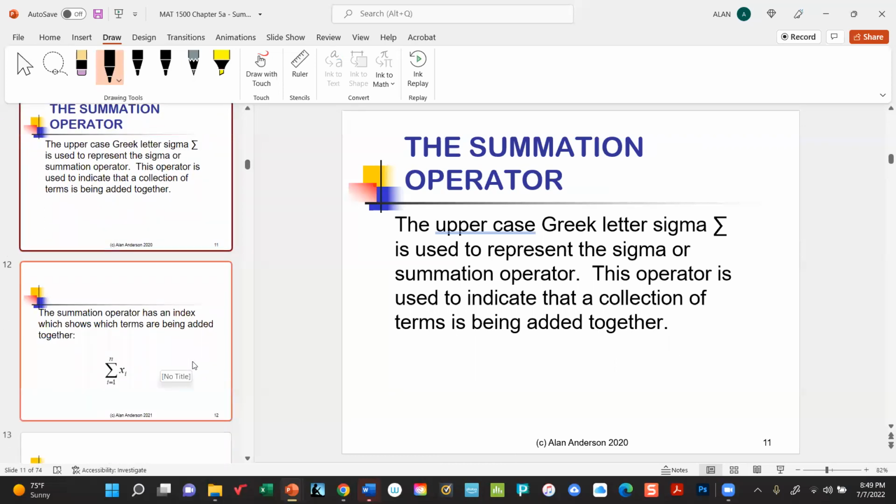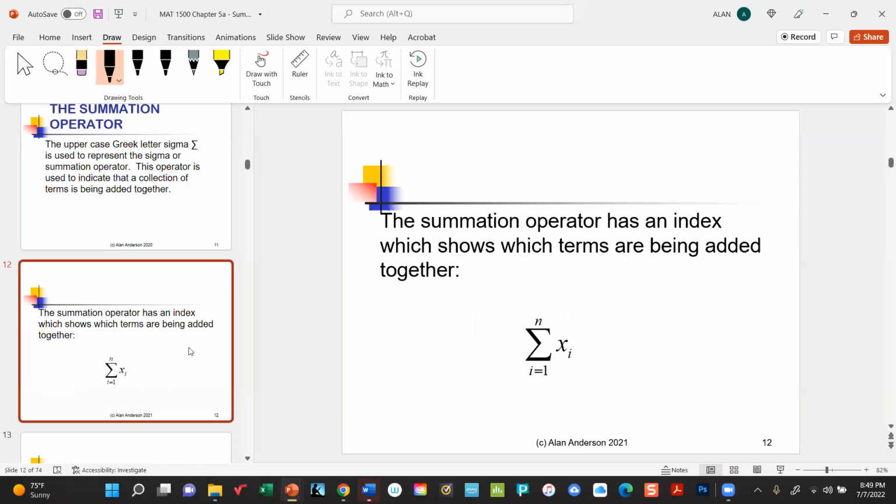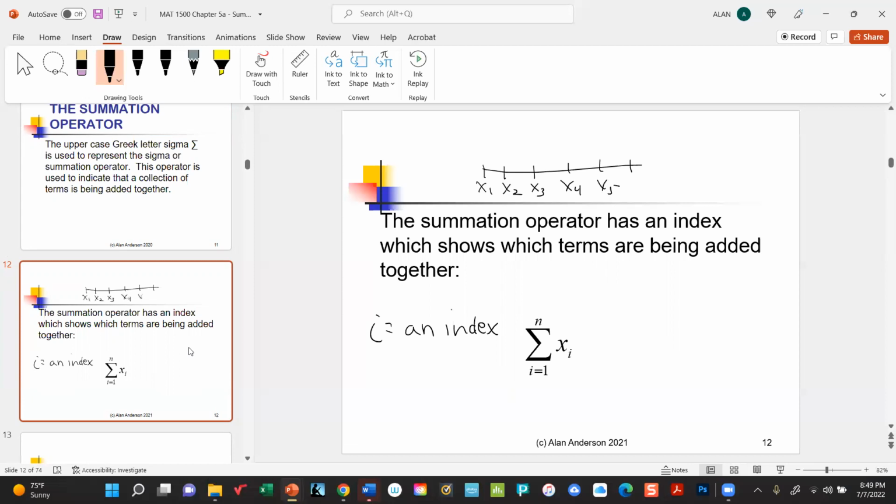Now, because we need to keep track of what numbers are being added together, the summation operator often has an index attached to it. So what you're seeing here, you've got I as an index. Every number that we want to add together has its own unique index. So like if you're looking at rectangles, you might have something like this going on. These are the bases of the rectangles.